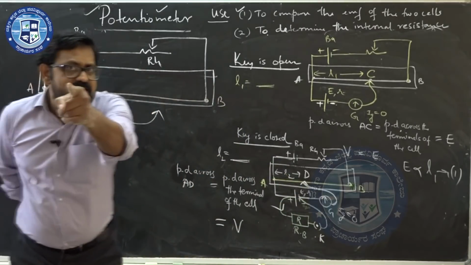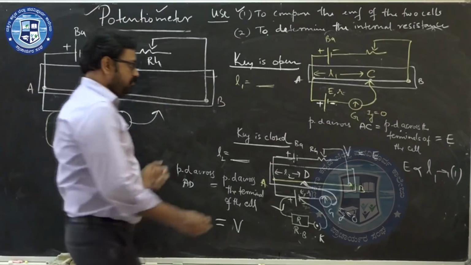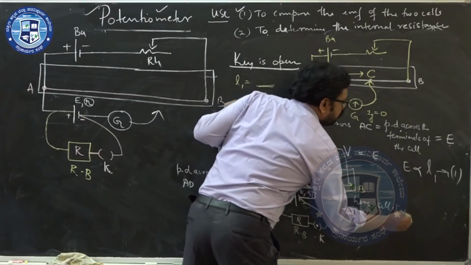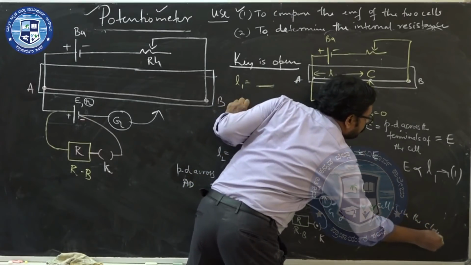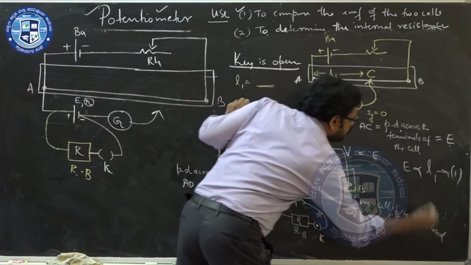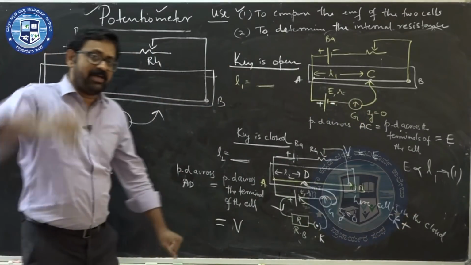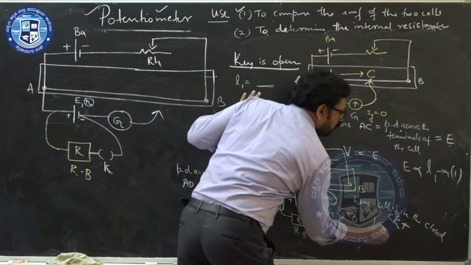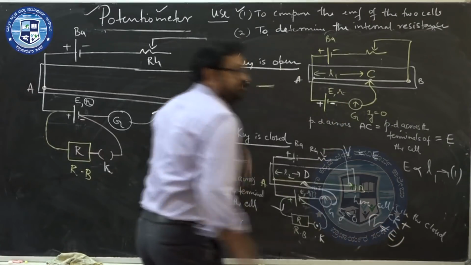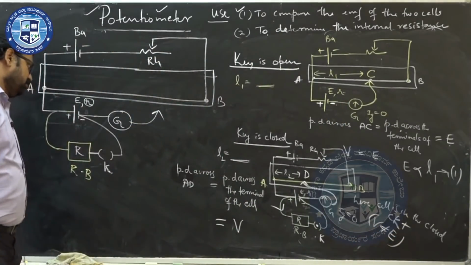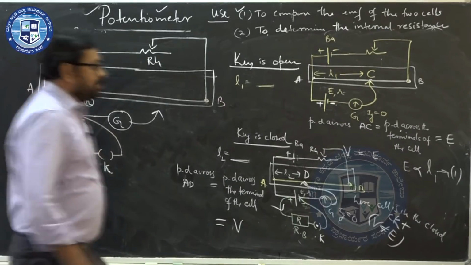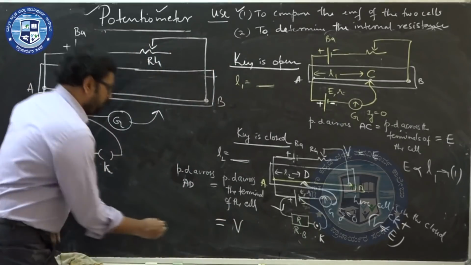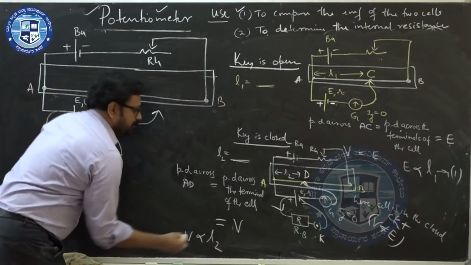Got it? It is not equal to EMF of the cell. That is the point to be noted. Here the cell is in the closed circuit. That is why it is not equal to EMF. It is equal to V only. V will not be equal to EMF; V will be less than EMF. I hope you understood this. That means here I can't write E is directly proportional to L2. Here I should write V is directly proportional to L2. This is the difference.